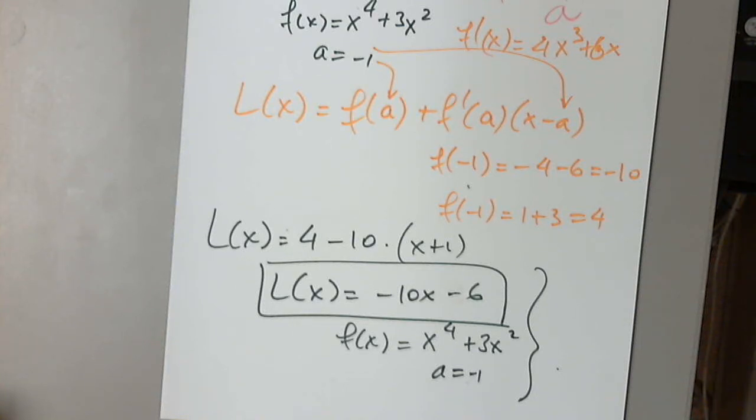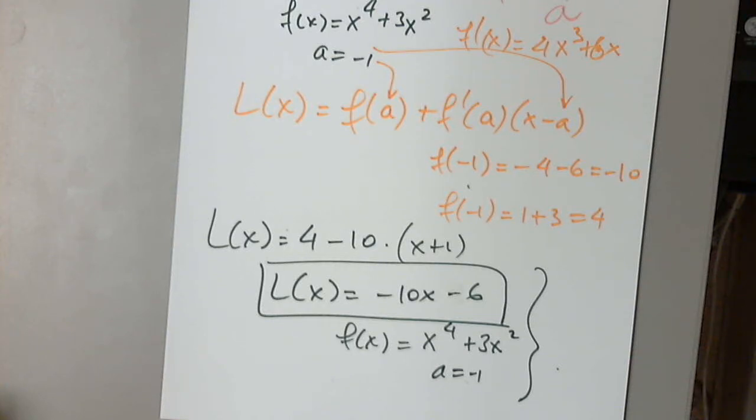Yes, Greg, go ahead. I just want to make sure. So, for the function, you plugged in -1. You got 4. Then you plugged in -1 for the derivative, and you got -10. Yes, because I had to fill all those in. I had to find f of a, which is f of -1. I had to find f prime of -1 and x minus -1. Okay, gotcha.